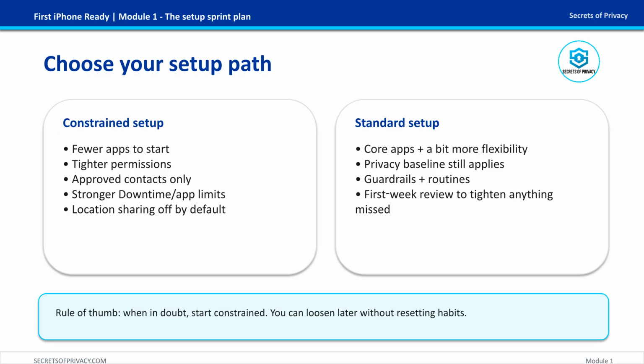A standard setup still uses the same privacy baseline, but it gives a bit more flexibility from the start. You'll rely on guardrails and routines, and then use the first week review to tighten anything you missed. Rule of thumb: when in doubt, start constrained. It's much easier to loosen later than it is to reset habits once the phone is fully integrated.